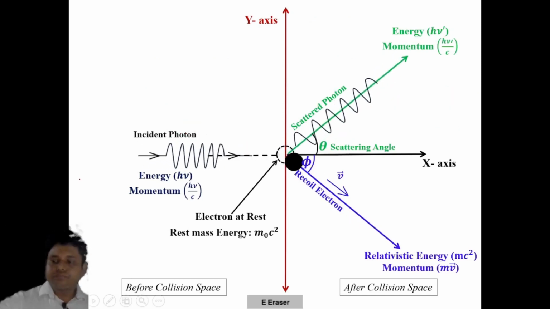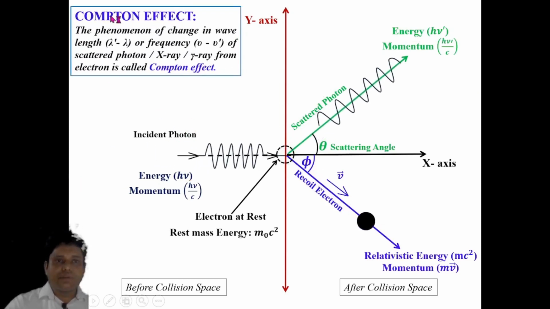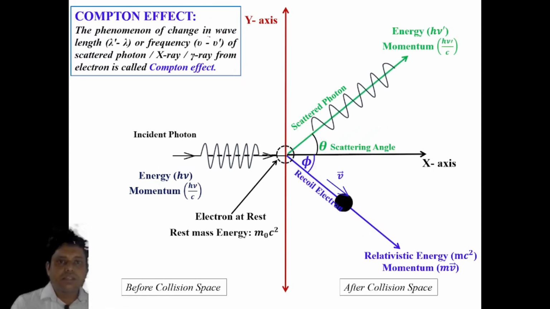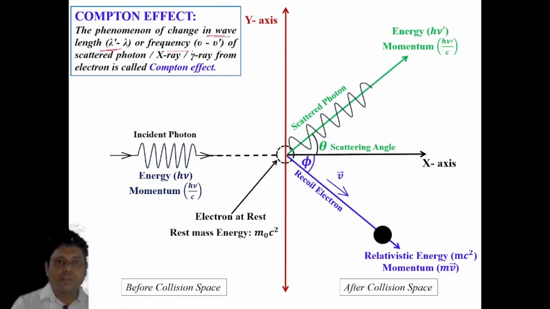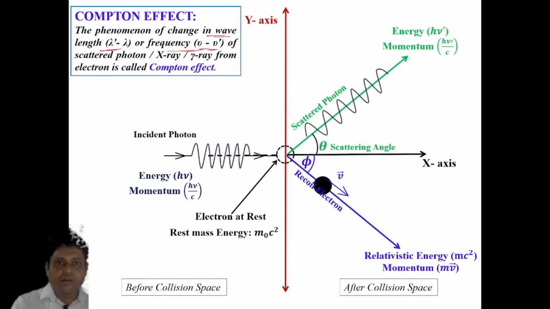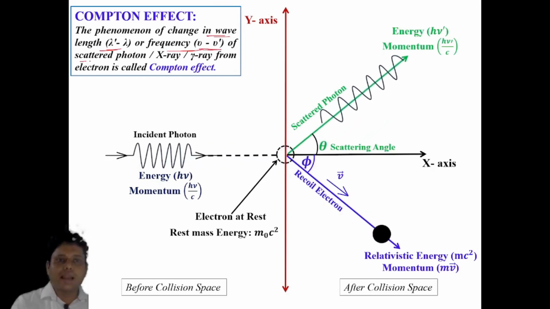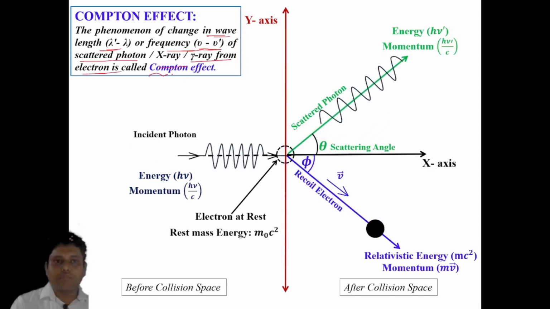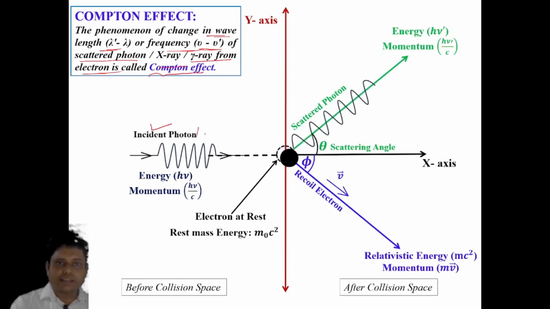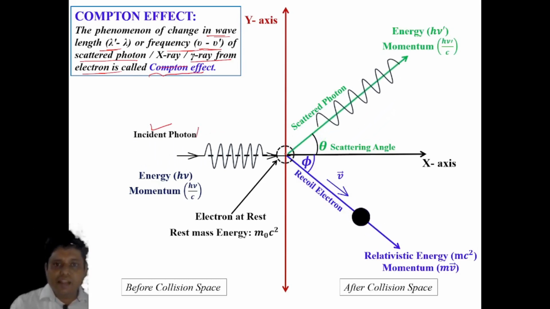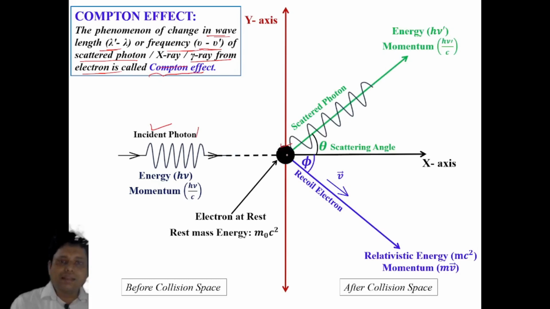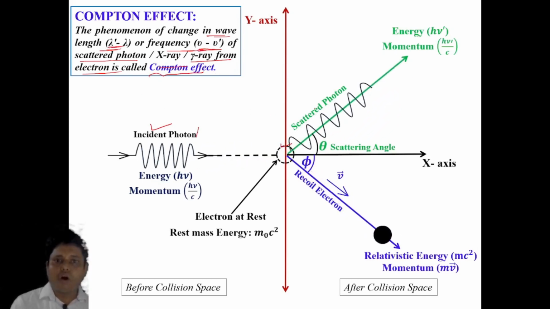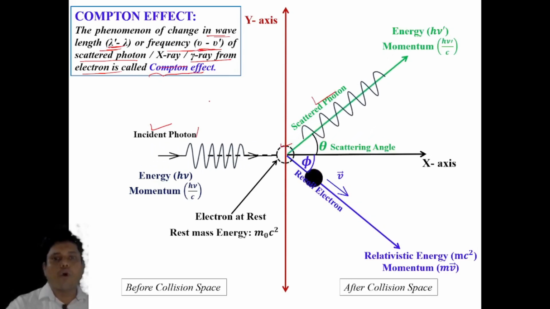Okay, so here, according to the definition of the Compton effect, the phenomenon of change in wavelength or frequency, here written, change in frequency of scattered photon or X-ray or gamma ray from the electron is called the Compton effect. So when an incident photon or X-ray or gamma ray is incident on a rest electron and scattered, what will be the change in wavelength or frequency of this scattered photon, that is called your Compton effect.